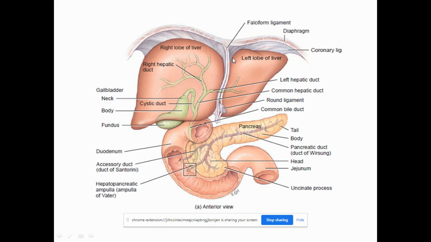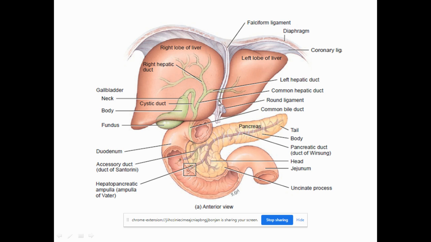Now this falciform ligament extends down from the diaphragm and is present in between the two lobes of the liver. It helps in suspending the liver in the abdominal cavity. In the free border of the falciform ligament, you have a round ligament. You can see a round ligament here. It is called the ligamentum teres, TERES, or the round ligament.